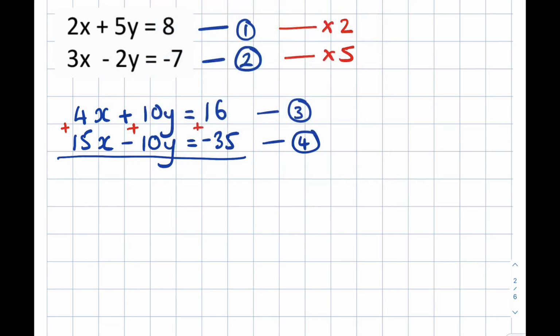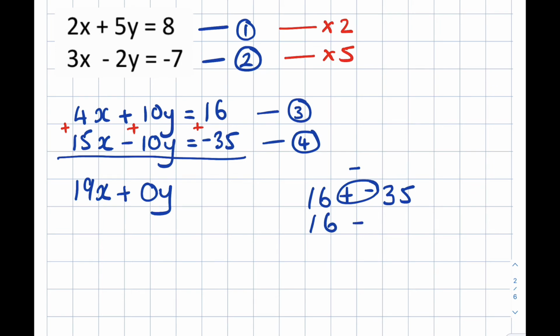So 4x plus 15x will give 19x. 10y add a negative 10y will give 0y. 16 plus a negative 35. So you've got 16, add to it a negative 35. Don't forget, a plus and a minus makes a minus. So you end up doing this. So 16 take away 35 will give you a negative 19.